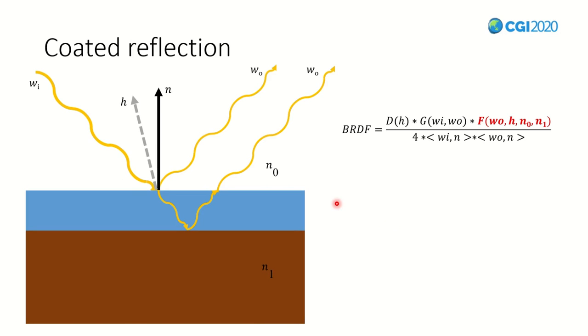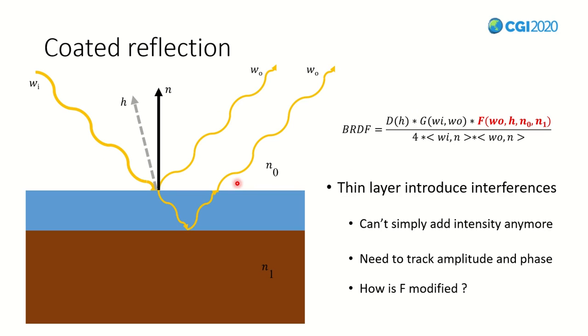So now what happens when we use thin film coating? Well, the geometry doesn't change, so D and G stay the same. But what about the rest? Well, when we use a coating, there is a new phenomenon that appears that is called interference.